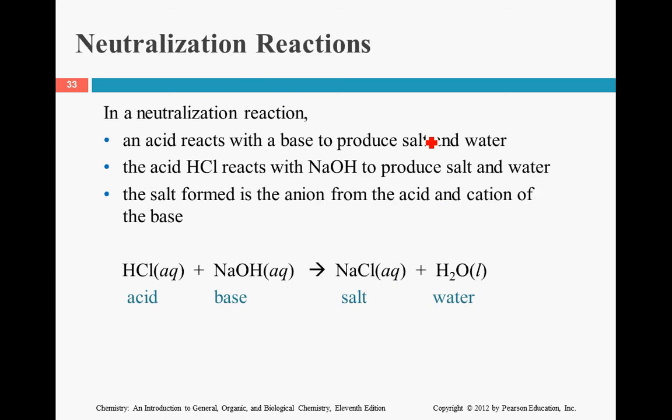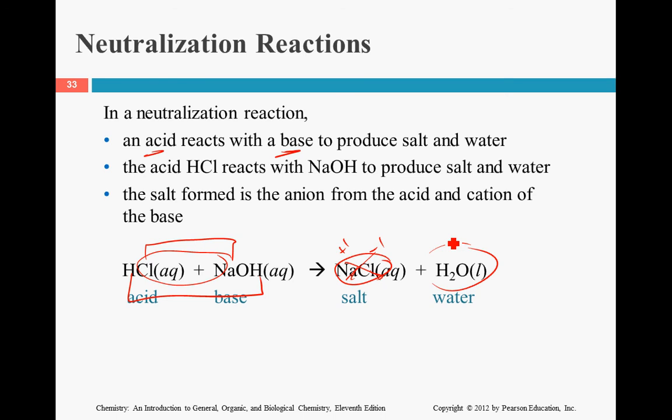Our final reaction is going to be a neutralization reaction. That's when you mix an acid and a base together. Once again, we're going to act as though this is a double replacement reaction, where the inside ones come together and the outside ones come together. So the inside ions are Na and Cl, +1, -1. And then the outside is H2O.